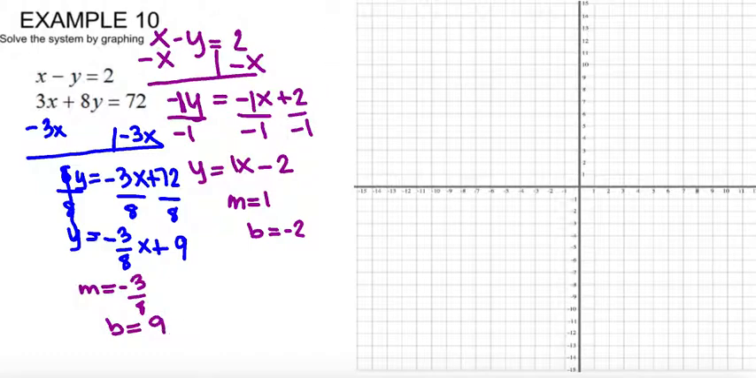So again, when graphing, I have to begin at the y-intercept first. The y-intercept of the first equation is negative 2, and my slope is positive 1, so I have to go up 1, to the right 1, up 1, to the right 1. And I plot as many points as I can in order to get a more precise line. And then do the same thing in the opposite direction to extend your line.